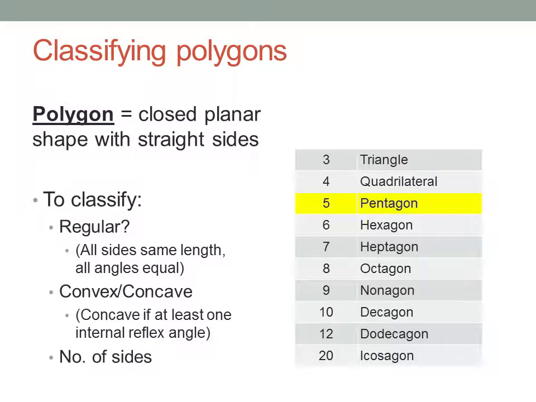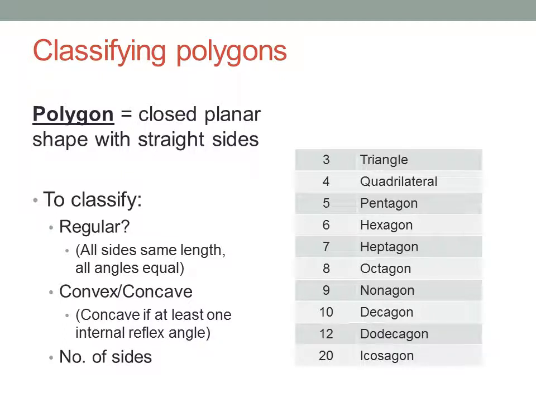A five-sided polygon is a pentagon. 6 sides is a hexagon. 7 is a heptagon. Some people call it a septagon instead, which is Latin instead of the Greek heptagon. 8 is an octagon. 9 we usually call a nonagon, which is actually a Latin name. The Greek is enneagon. 10 is a decagon.